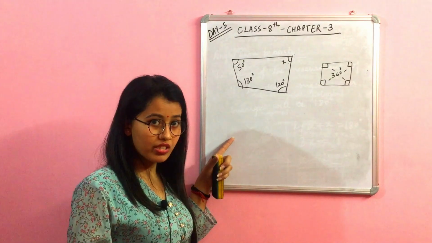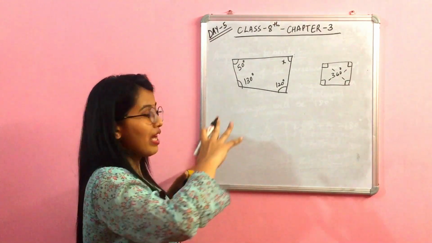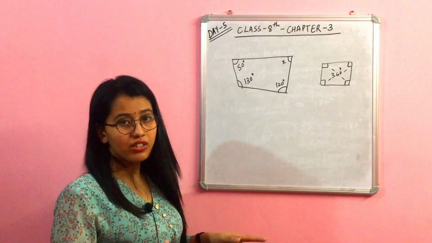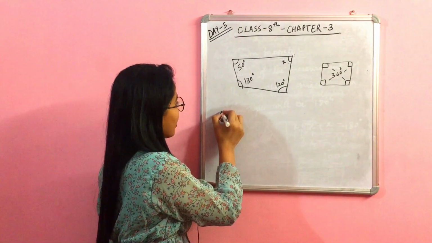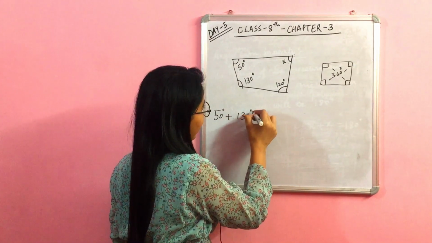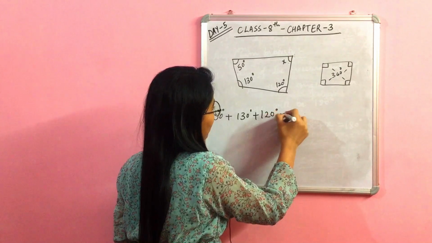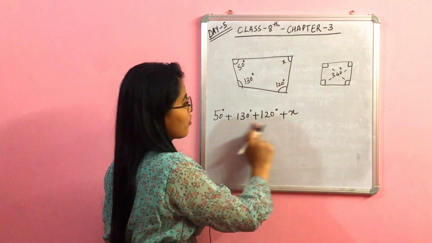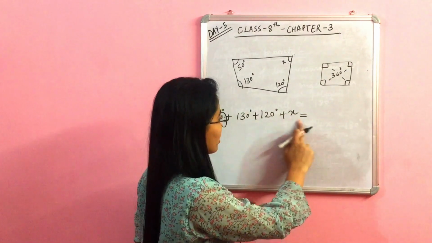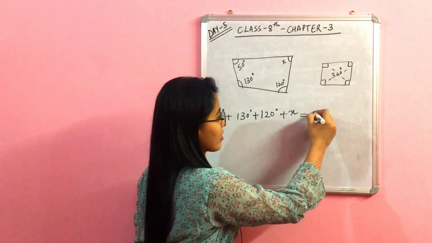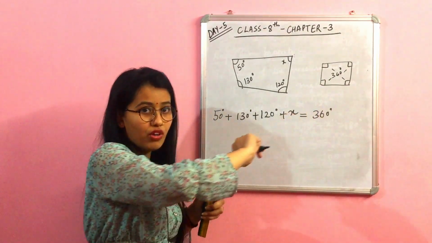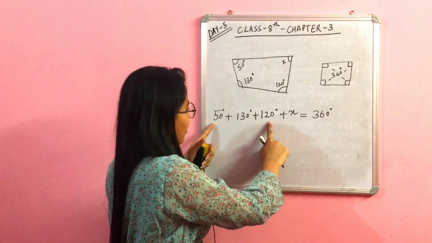As we have solved triangles earlier, similarly we can solve polygons also. So let us say 50 degrees plus 130 degrees plus 120 degrees plus x. These are the 4 angles which we are having, and we have to find the value of x here. Now the sum of all these 4 angles is 360 degrees, isn't it? Now we can add these 3 terms.